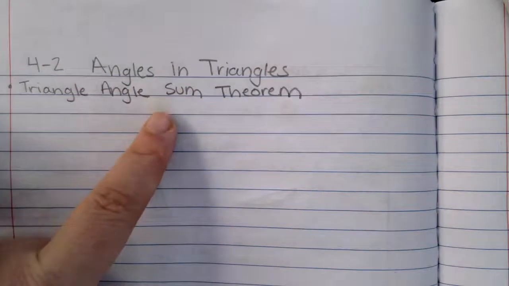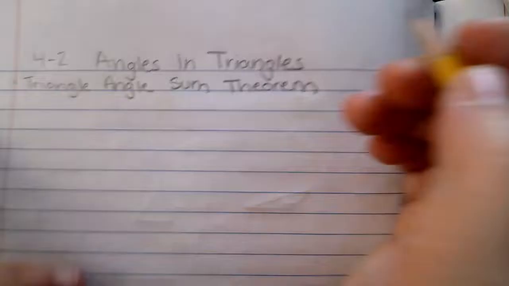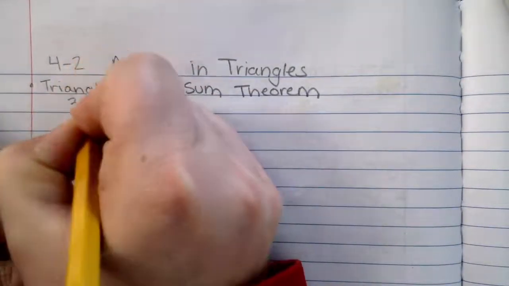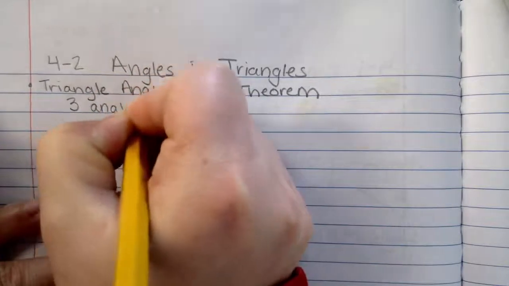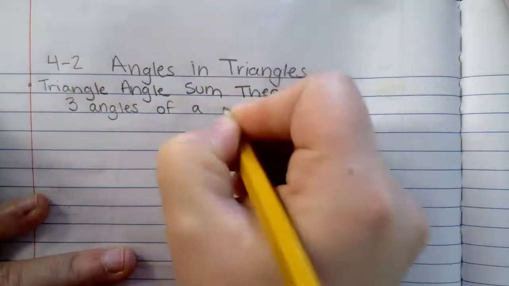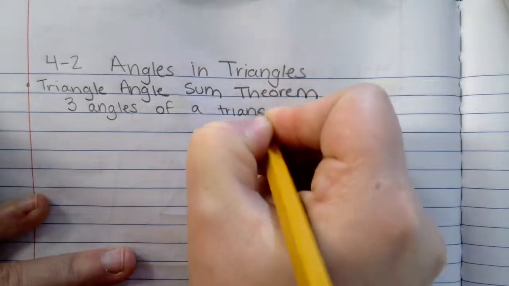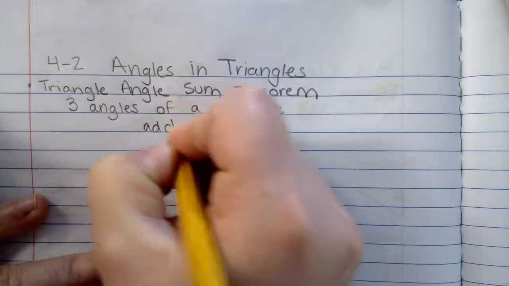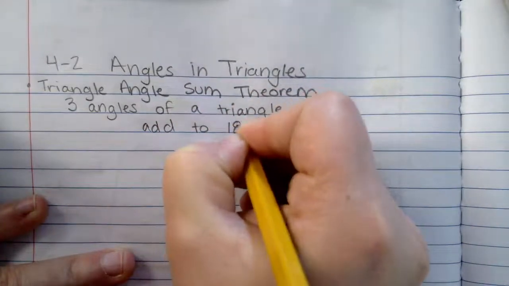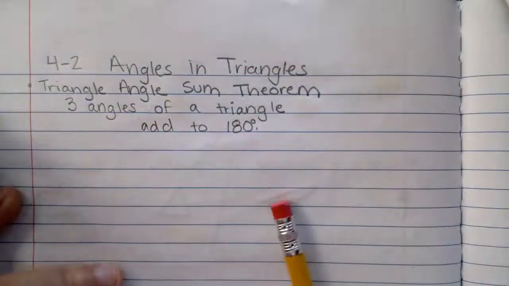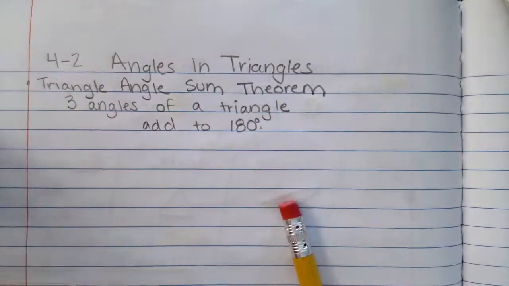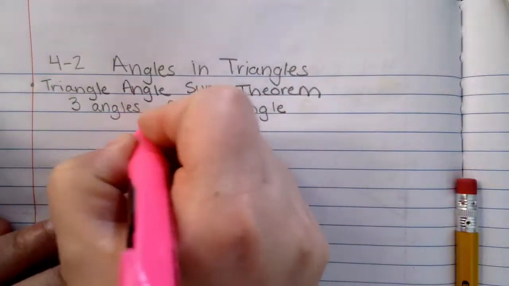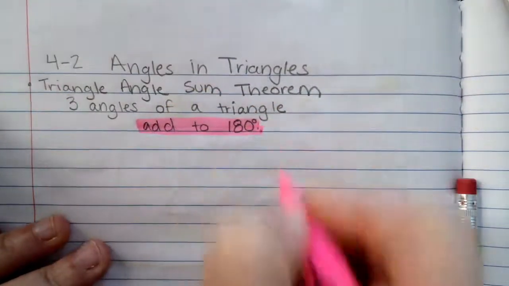Last week when we started talking about triangles, the 3 angles of a triangle add to 180 degrees, and that's going to be really important as we work through the next couple of lessons. So I'm going to highlight that, add to 180 degrees.